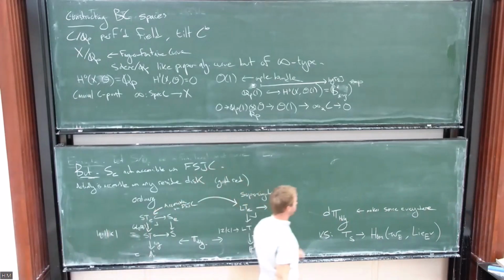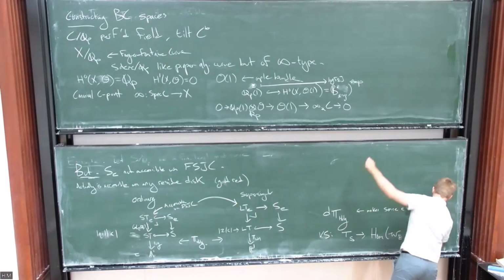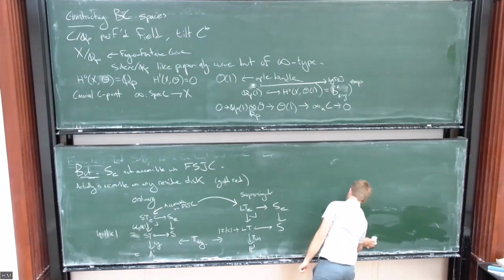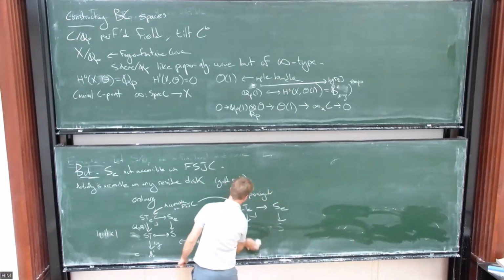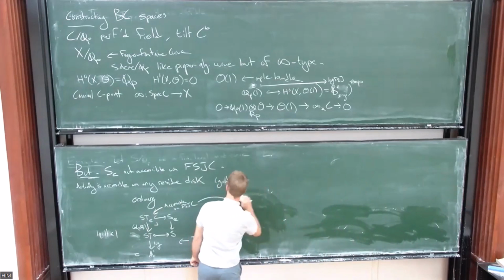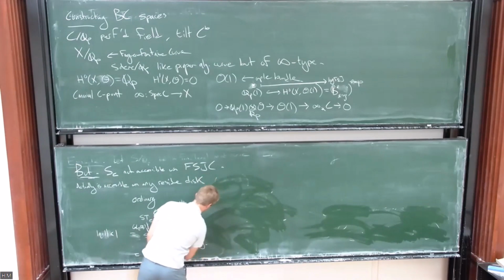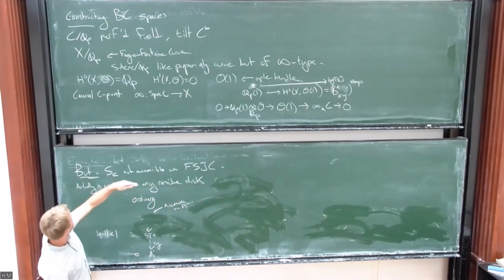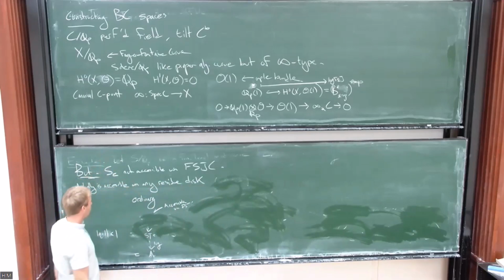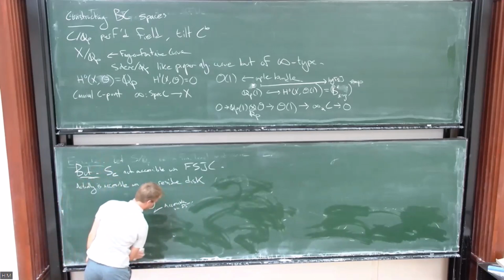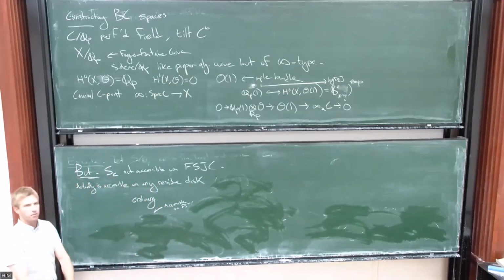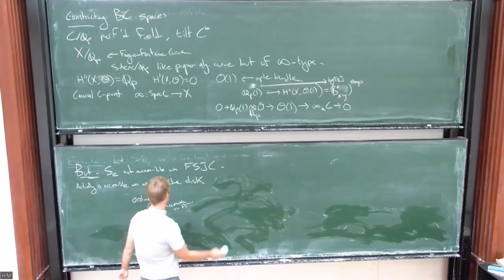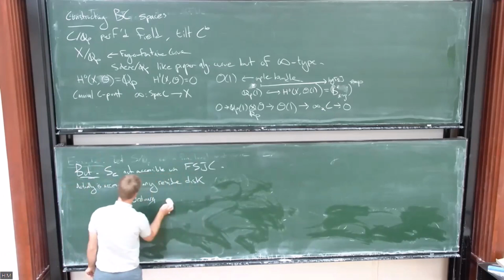I'll just point out that if I took global sections of the sequence I just wrote down, I would get Q_p(1) included into B^+_crys with phi equals p, and then the quotient is C. And then there'd be no third term, because H^1 of O is 0. So that would present B^+_crys with phi equals p as an extension of a one-dimensional C vector space by a one-dimensional Q_p vector space. B^+_crys with phi equals p is a Banach-Colmez space.